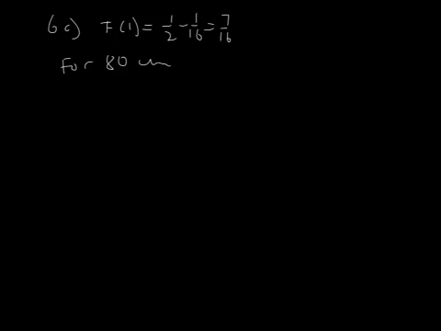And finally in part C, on question 6 part C, we know that f of 1, if we put 1 into the formula, is a half minus a 16th, which is 7/16. So that's what we'd expect for one child, but we've got 80 children, so for 80 children we just do 80 multiplied by 7/16, which I think is 35, that's right.